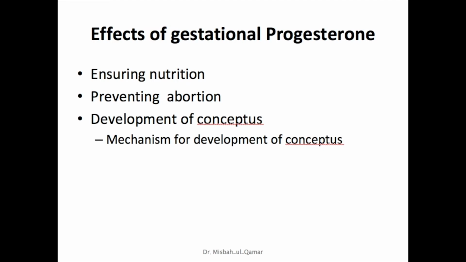Then it also contributes to the development of the conceptus and also acts on the breast, which is pre-processed by estrogen. The development of the conceptus occurs even before the implantation, by increasing the secretion of the mother's fallopian tubes and uterus and providing appropriate nutritive matter for the developing morula and blastocysts. And it also affects the cell cleavage in the early developing embryo.